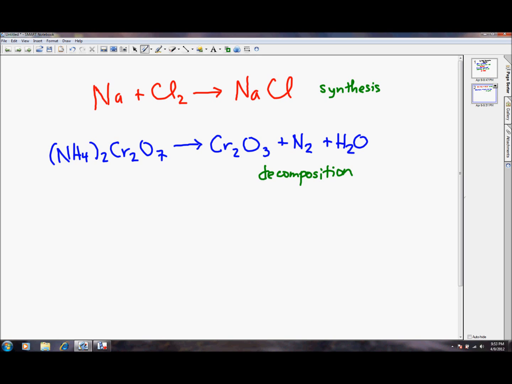So that's all you really need to know for synthesis and decomposition. Okay, there are ways to predict the patterns for what happens when reactants come together and undergo synthesis, and there are patterns for what happens when substances break down into simpler molecules, but those are beyond the scope of the course. So for right now, this is all you're going to need to know.